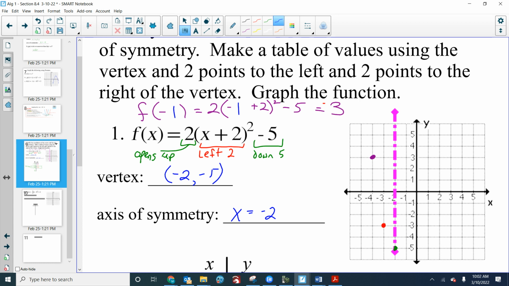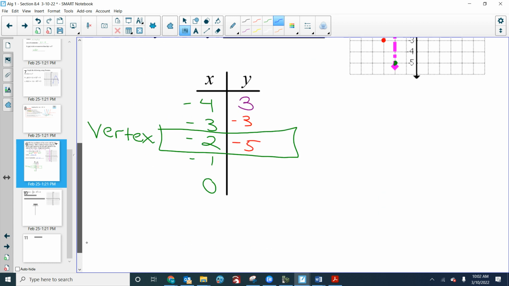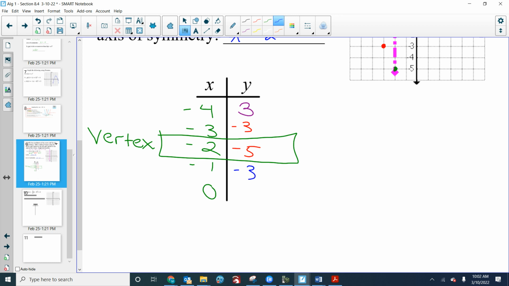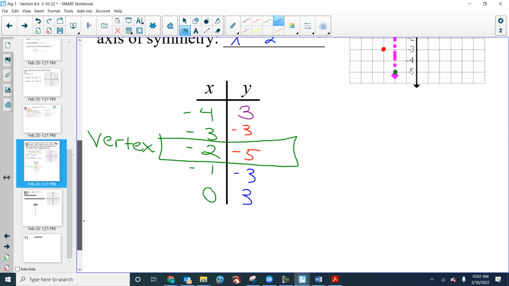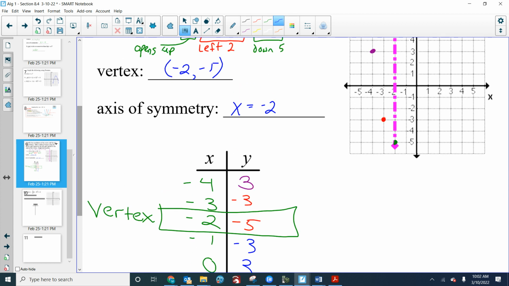What's -1 plus 2? 1. 1 squared. 1 times 2. Minus 5. -3. It should be the same, isn't it? Right? Look. And then 3. And then what's the y value when x is 0? 3. Now let's check it. What's 0 plus 2? 2. Squared is? 4. Times 2 is? 8 minus 5 is? 3. And there is your parabola.